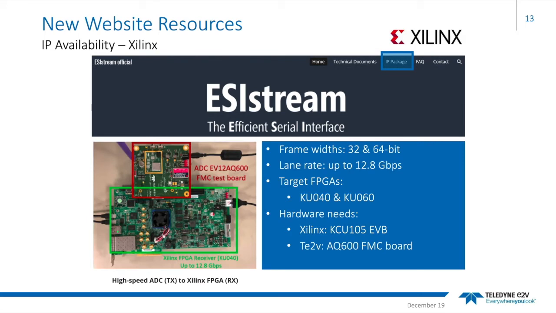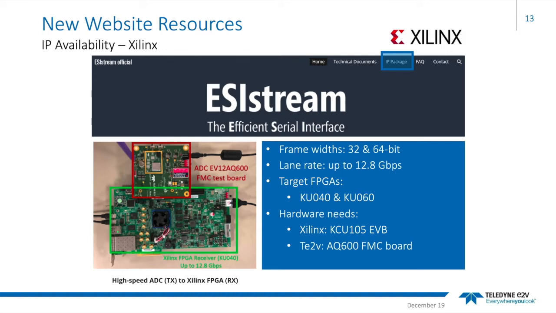In the case of the latest Xilinx Kintex UltraScale FPGAs, we have support for frame widths of 32 and 64 bits, working up to a full data rate of 12.8 gigabits per second. Here, the primary target FPGA is the KU040 Kintex UltraScale. However, this IP package can also be deployed with the KU060.